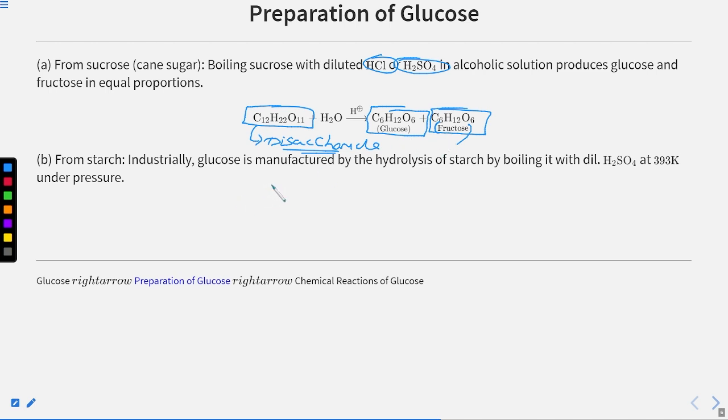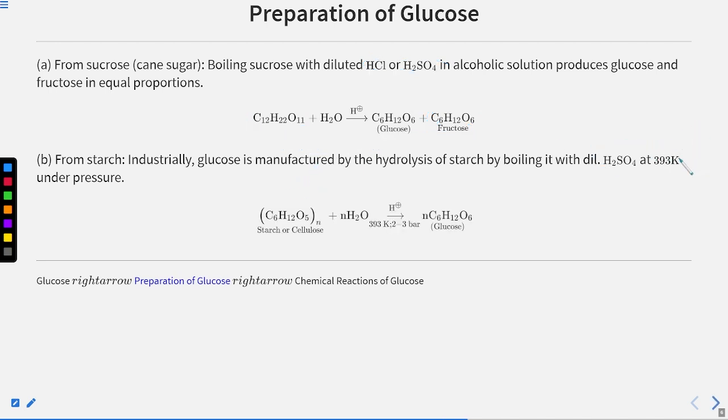Now, if I talk about the industrial method, then in that case, it is prepared from starch. Starch, you must have heard this in sugar and non-sugar. So it is a type of non-sugar, and it is a polysaccharide because it can be hydrolyzed into multiple units. When you boil this starch in dilute H2SO4 at 393 Kelvin, you will get n moles of C6H12O6. This n is not defined. It can be of any length depending upon where it is being taken from. That would define the length of this n.